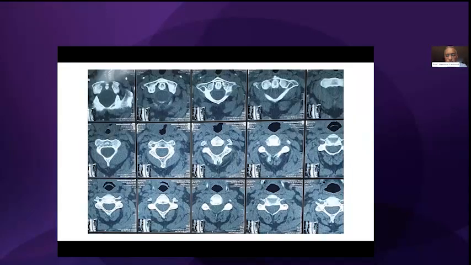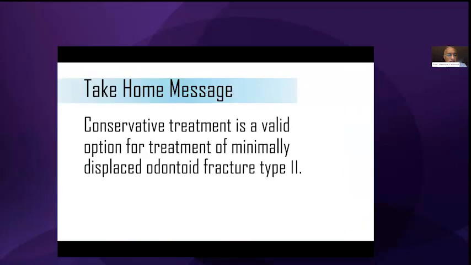This is the axial cuts showing also union, and the take-home message from this case is that conservative treatment is a valid option for treatment of minimally displaced odontoid fracture type 2. However, we need to tell the patient that this will take a long time. So give him an average of at least 1 year to decide whether it is united or not. If the patient is willing to continue with conservative treatment, he can take his chances.